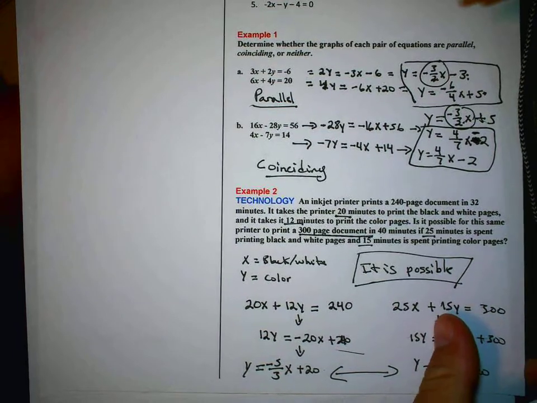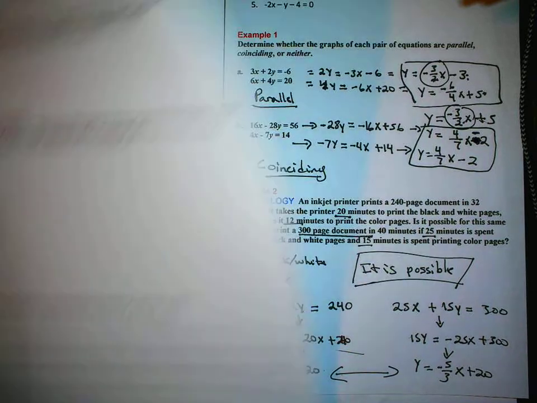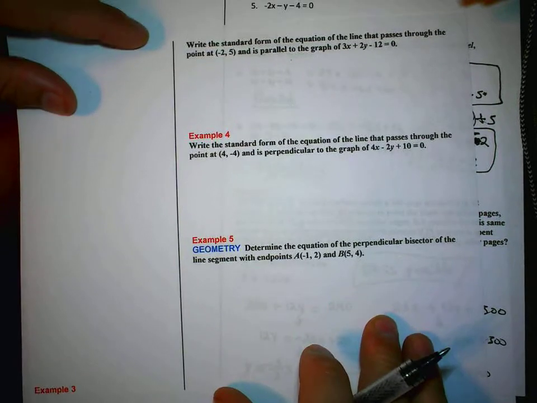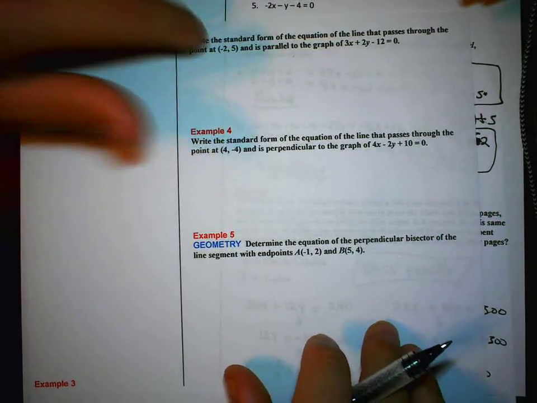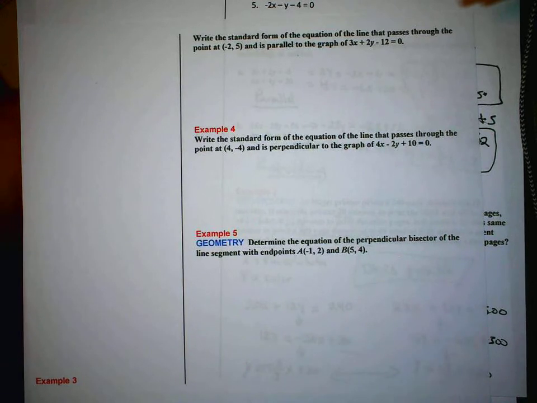Alrighty. Good deal. Let's go on to example number 3. Example number 3 right up here. Write the standard form of the equation of the line that passes through the point negative 2, 5 and is parallel to the graph 3x plus 2y minus 12.